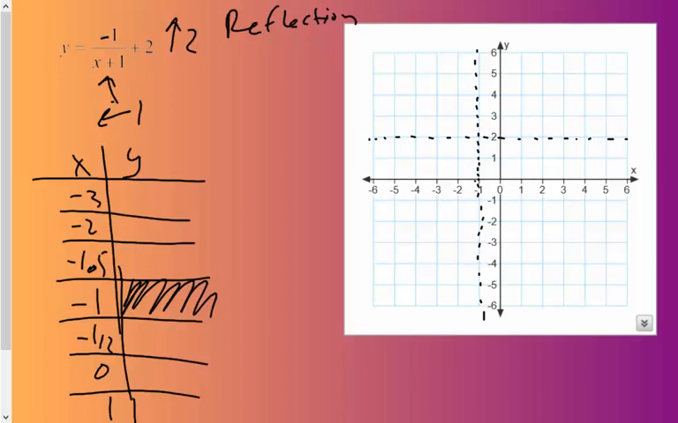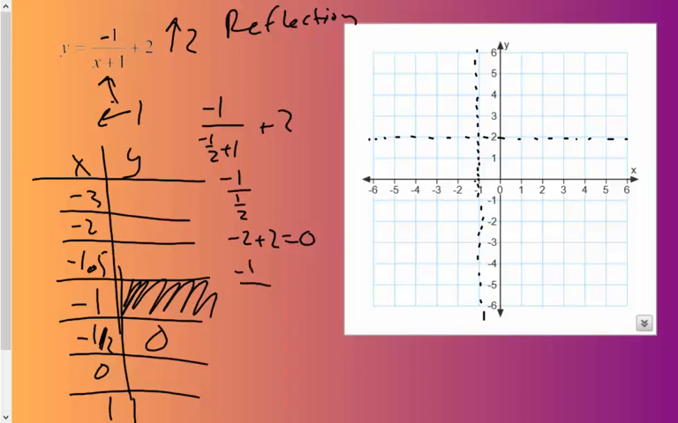Okay, let's start with -1/2. So -1 over -0.5 plus 1 plus 2. This would be -1 over 1/2. And if I do that math, that gives you -2 plus 2, which gives you 0. The fractions are the hardest parts.